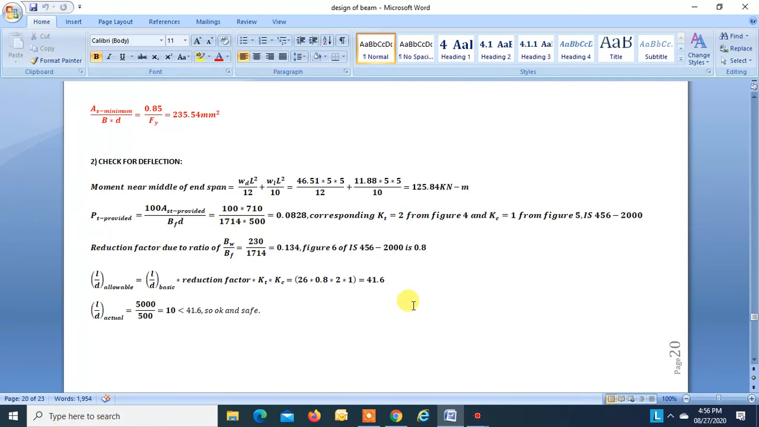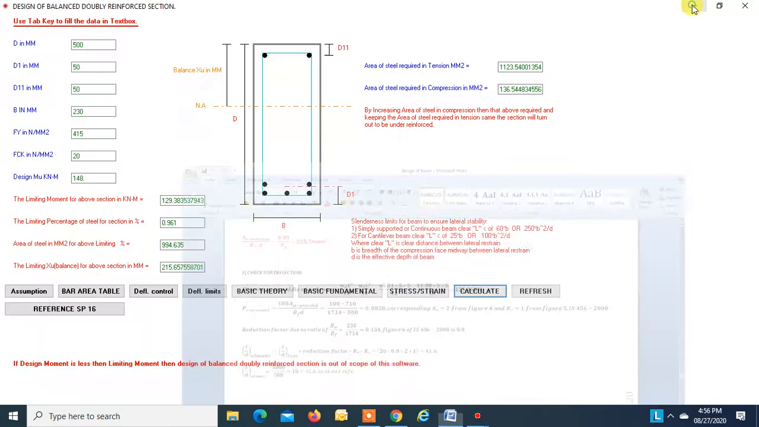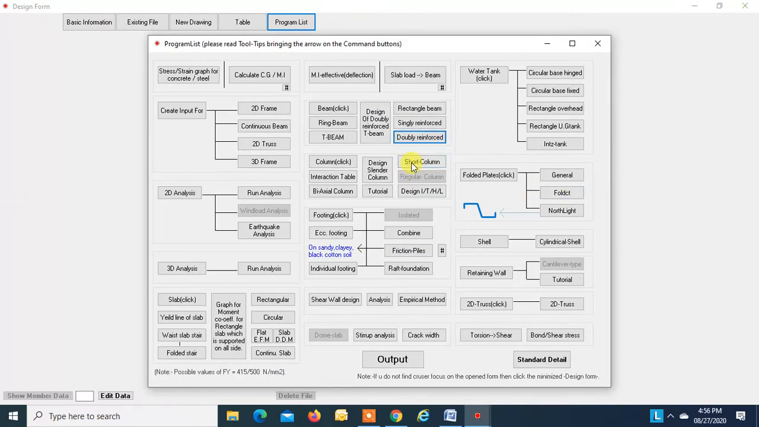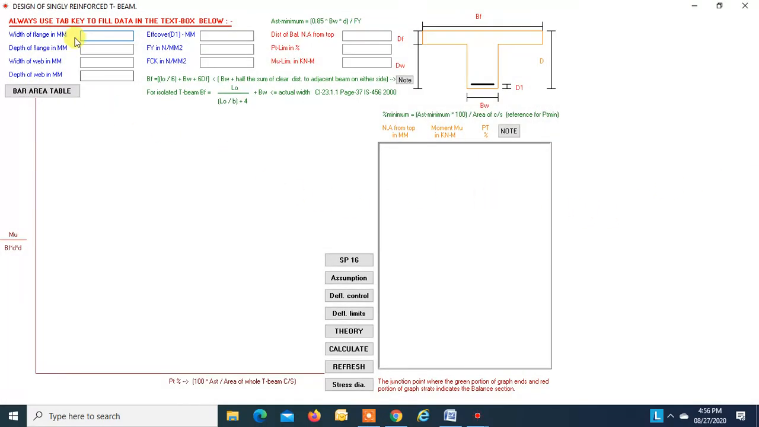In case of T beam, we can also do the analysis of T beam. Our width of flange is 1714 plus 10. Sorry. Now flange depth is 150, the web width is 230, overall depth is 400, and effective depth D1 we have considered as 50, FY is 415, FCK is 20.